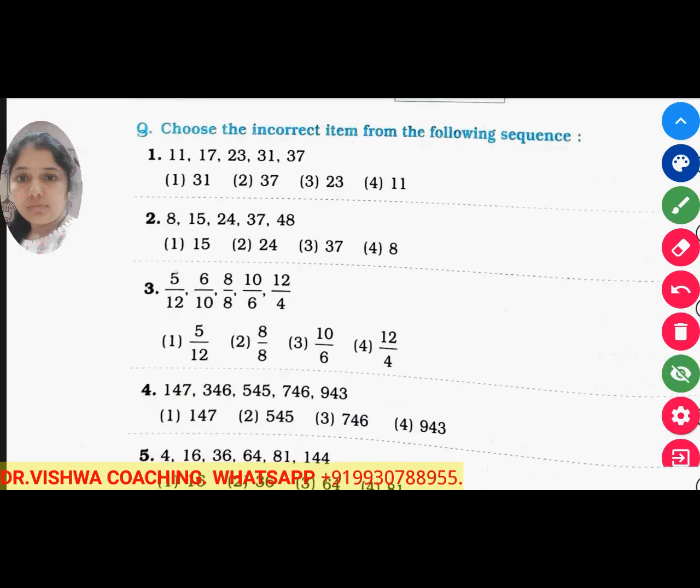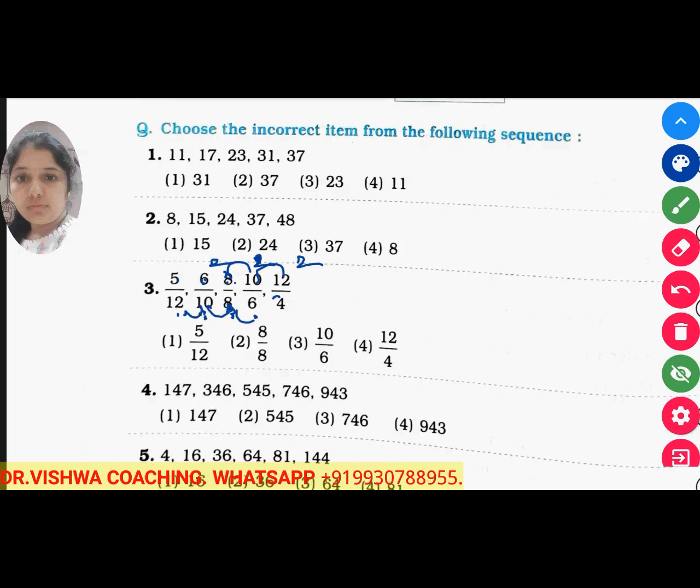Now see here, 5 by 12, 6 by 10, 8 by 8, 10 by 6 and 12 by 4. So if you look carefully at what you find here, now see, 6 plus 2 is equal to 8. 8 plus 2 is equal to 10. 10 plus 2 is equal to 12.